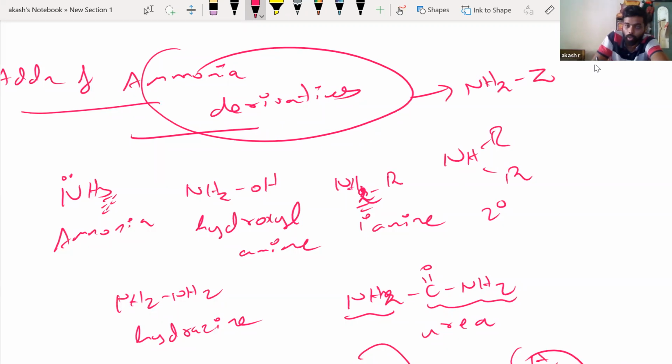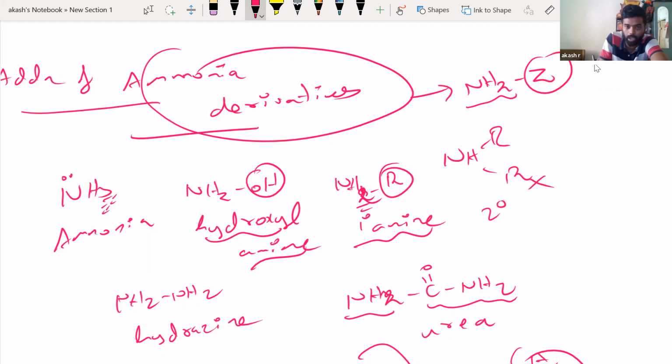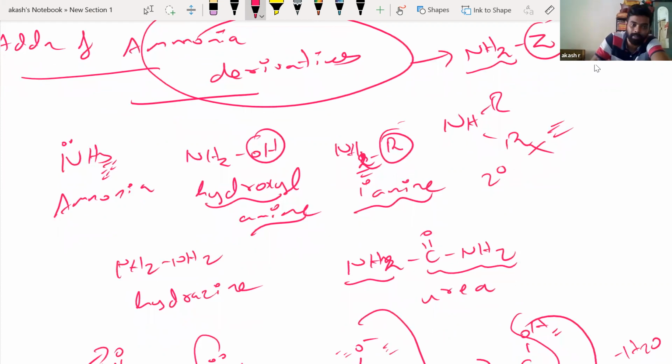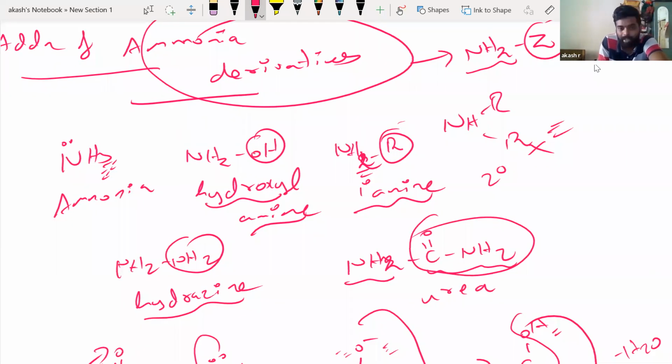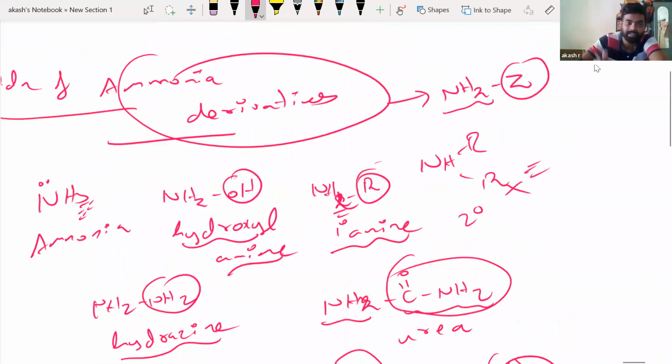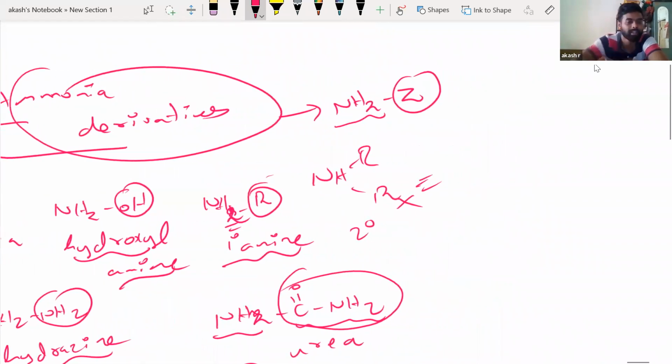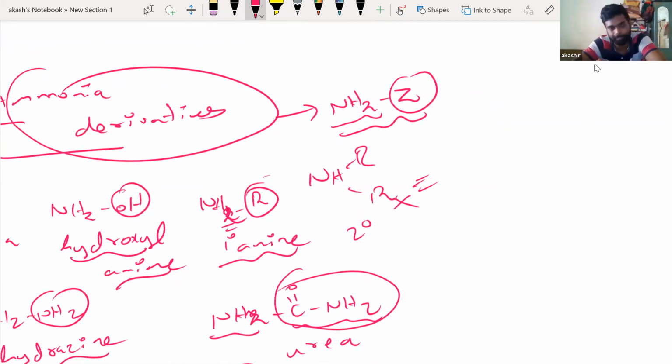Obviously, I told you one of the hydrogens of ammonia is replaced with some other group, and that group is Z. Say, for example, if that group is OH, then that is going to be called hydroxylamine. If that group is an alkyl group, it is going to be called a primary amine. This will not work, we will see it later, secondary amine. And say the hydrogen atom is replaced by one NH2 group, it is going to be called hydrazine. If the hydrogen atom is replaced by CONH2, it is going to be called urea. So we will be able to represent these ammonia derivatives like this: NH2Z.